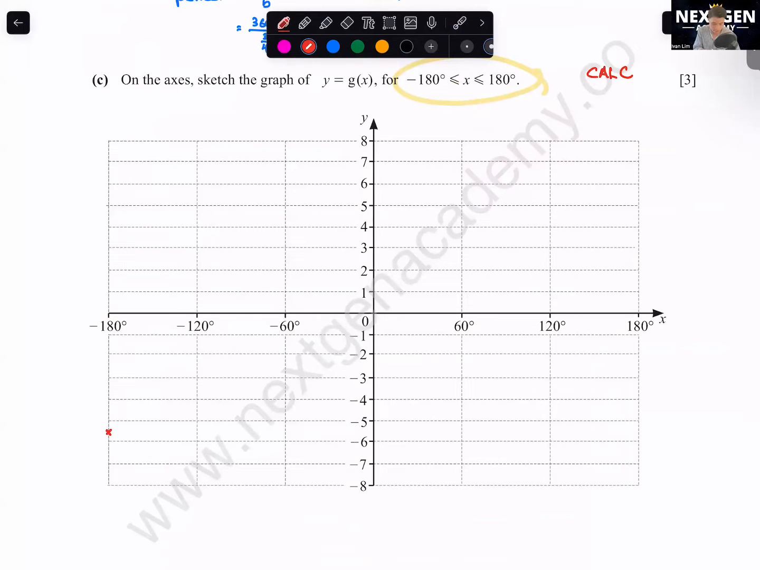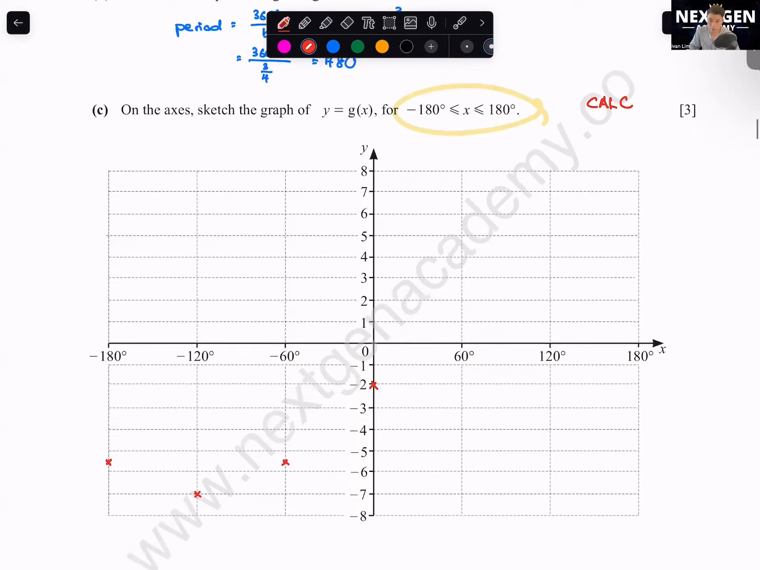Okay, negative 120, so your CLC, negative 120, you get negative 7. CLC, negative 60, you will get negative 5.5 again. CALC, 0, you'll get negative 2. Okay, you didn't get that for your answer. You can let me see how you type into your calculator. You can just snap a picture, send it to me.